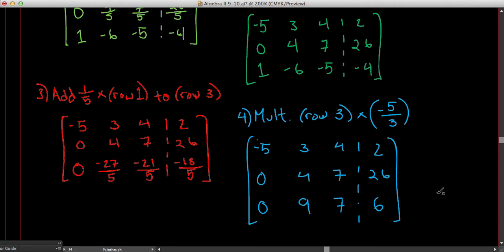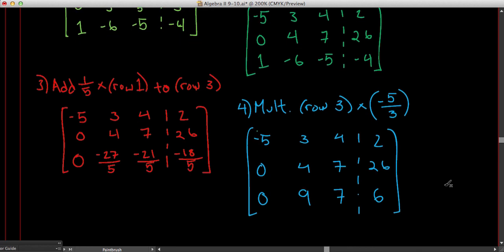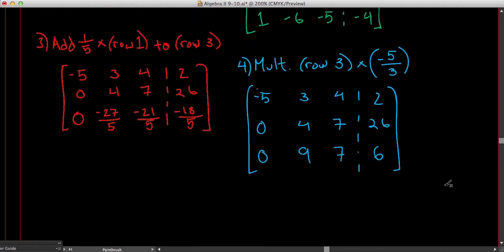Well, what's left to do now is I think the first thing I'm going to do is swap row 2 with row 3. And you'll see in a moment why that is. Because then if I multiply 4/9 by row 2 and then subtract that from row 3, I'll eliminate the 4, which is now in this bottom row down here. So let's do that.